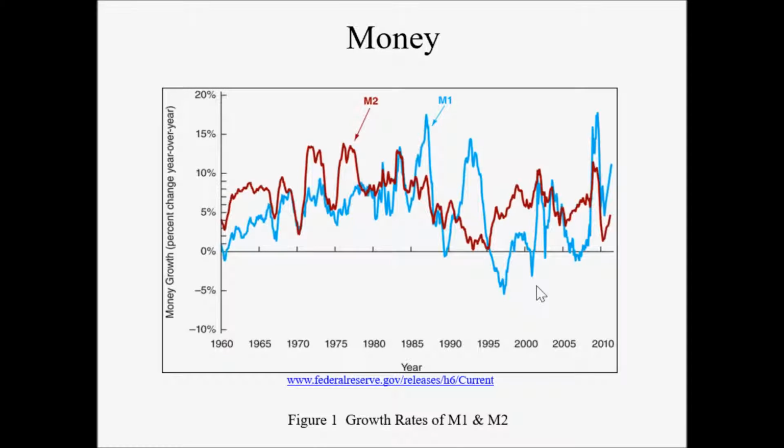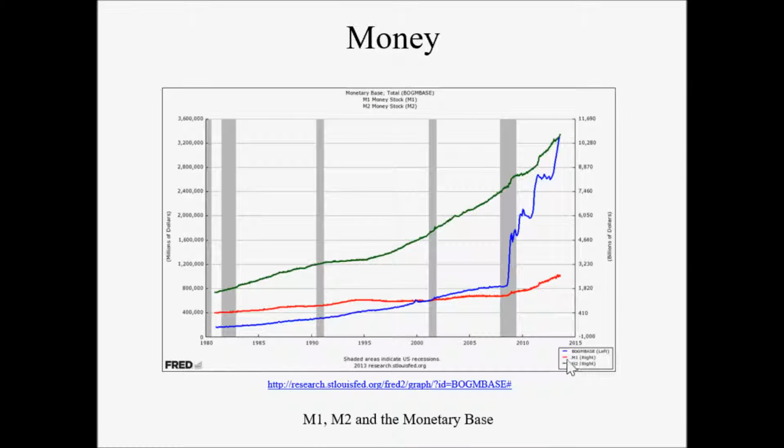Now in the US, each person holds only about $2,000 of currency. Most of that is held by criminals and foreigners, so that's kind of interesting. Now here's an interesting graph. This shows the recent effects of monetary policy on M1, M2, and the monetary base.